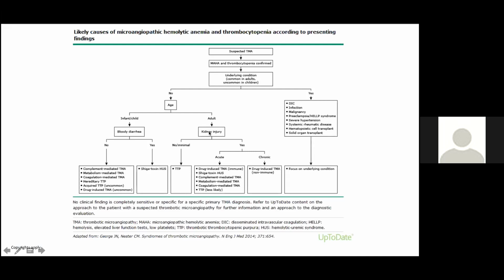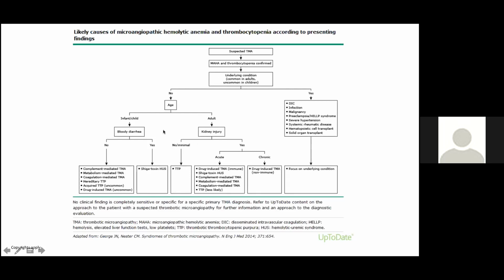If there is minimal kidney damage, if creatinine is normal, if there is no hematuria, if there is no kidney injury or minimal kidney injury, then the presumptive diagnosis would be thrombotic thrombocytopenic purpura. So you have a patient who has microangiopathic hemolytic anemia and thrombocytopenia, and you cannot find the underlying condition. And then the patient is an adult and has no kidney injury.